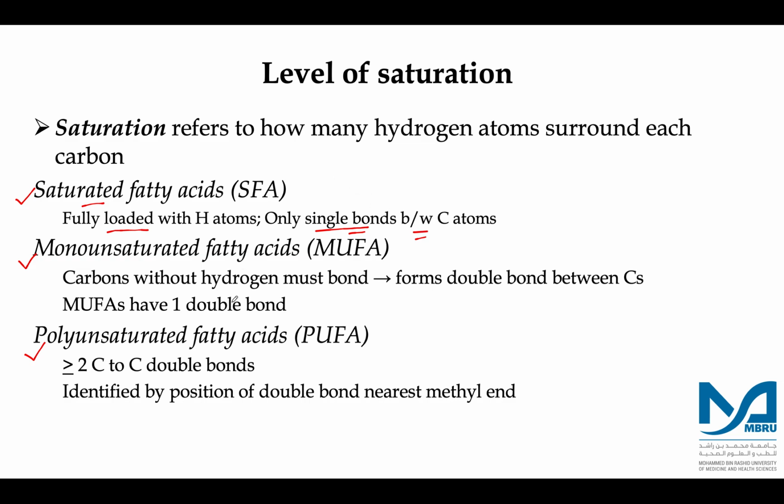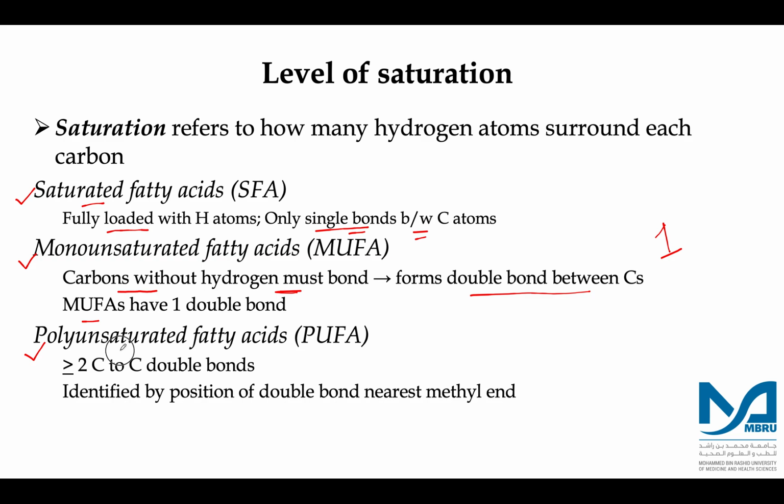Then we come to monounsaturated fatty acid. Mono means one. So this particular group of fatty acid contain one double bond. So monounsaturated fatty acid have carbons without hydrogen, and they form a double bond between the carbons. Monounsaturated fatty acids are often termed as MUFA, and they have a role to play in the physiological homeostasis, and we shall look at them when we talk about lipoprotein and lipid metabolism in cardiovascular system.